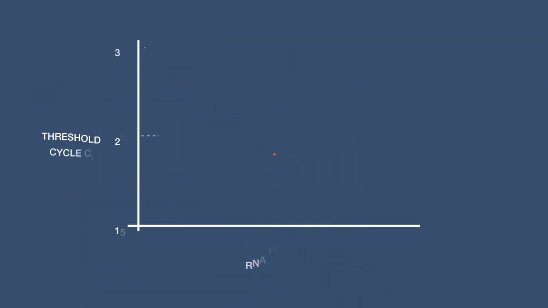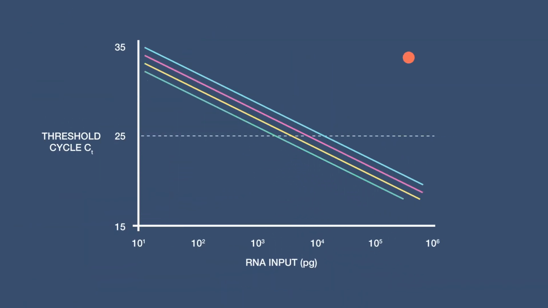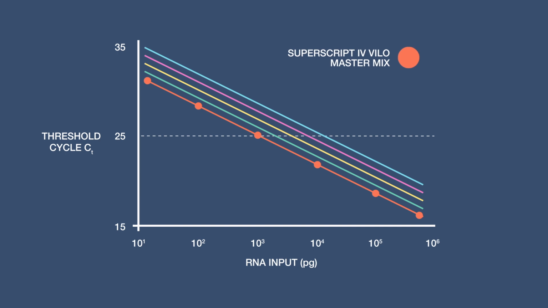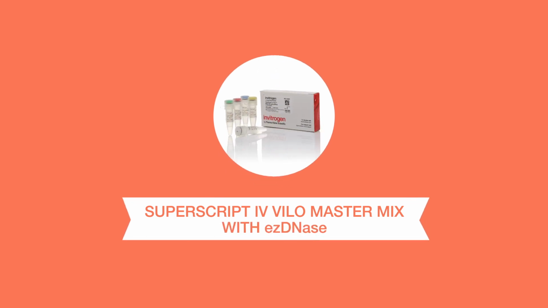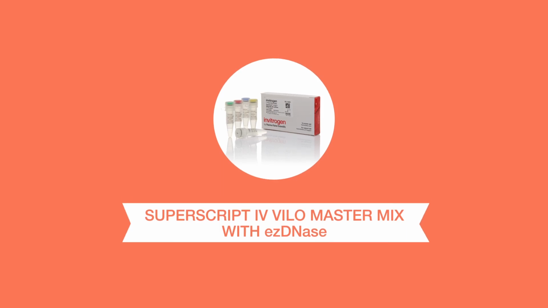Using Superscript 4 Velo Master Mix allows detection of both low copy and high copy targets, which means even poorly expressed genes can be discovered. Just add your RNA to Superscript 4 Velo Master Mix to obtain consistent RT-qPCR data. And for complete elimination of genomic DNA, supplement the Superscript 4 Velo Master Mix with ezDNase in your RT-qPCR assay.